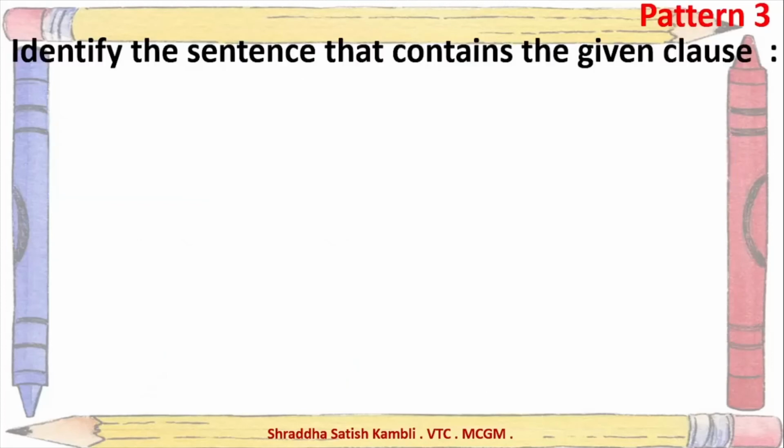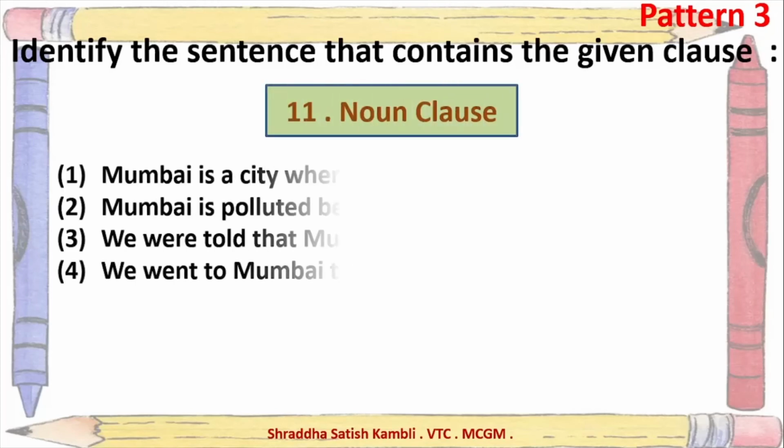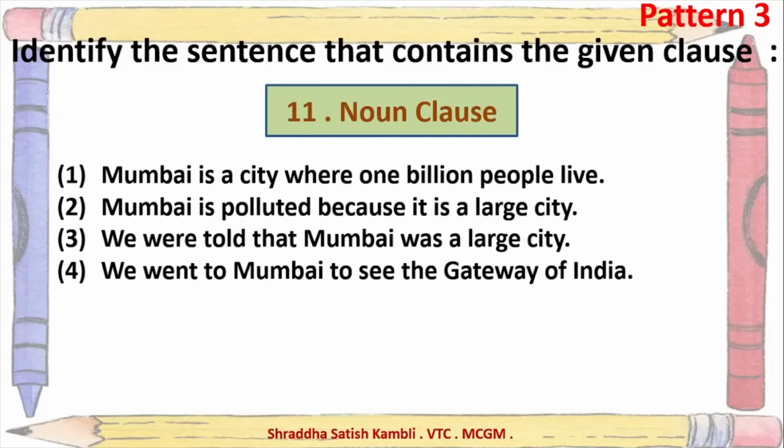Let us move on to pattern 3 now. Identify the sentence that contains the given clause. Noun clause. So here are the 4 sentences for you. So which one has a noun clause in it? Mumbai is a city where 1 billion people live. Mumbai is polluted because it is a large city.